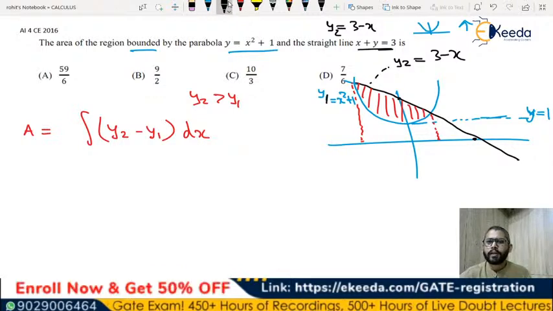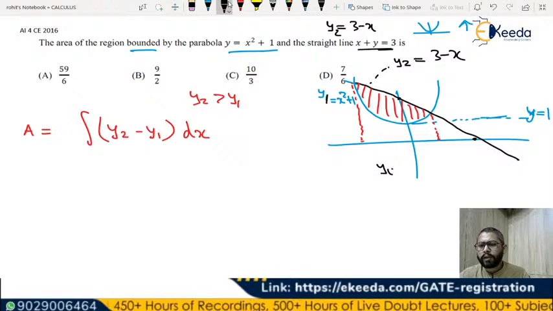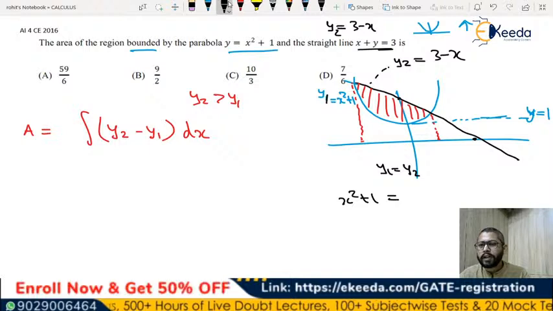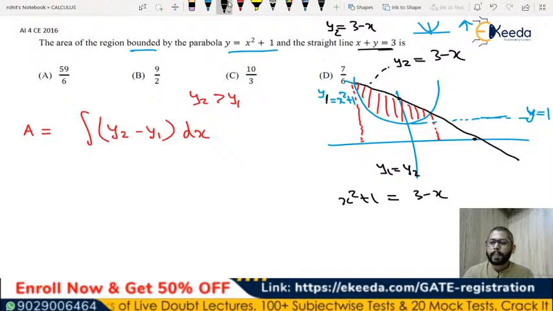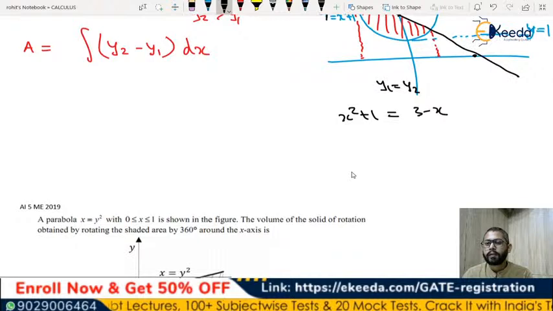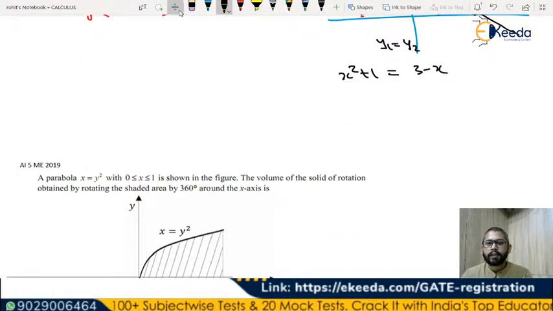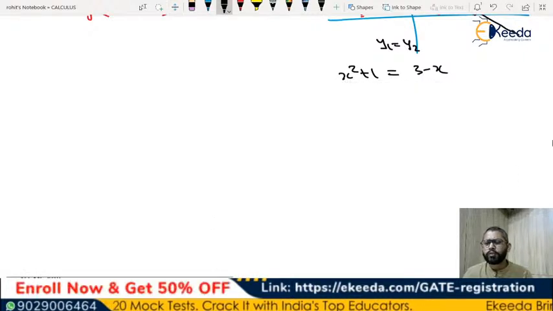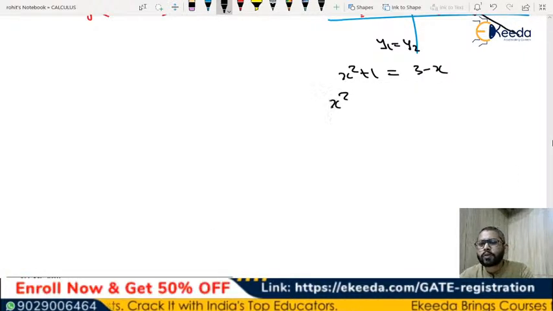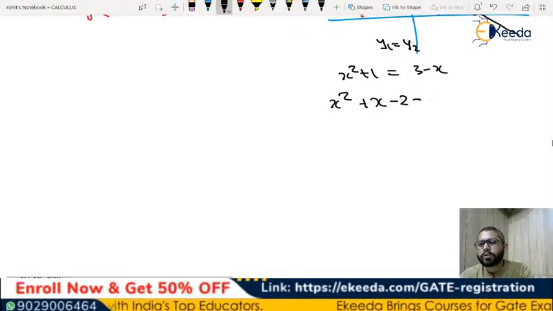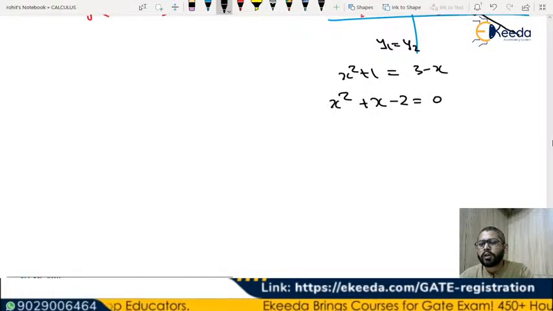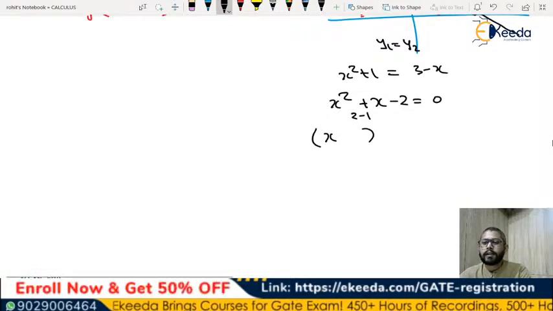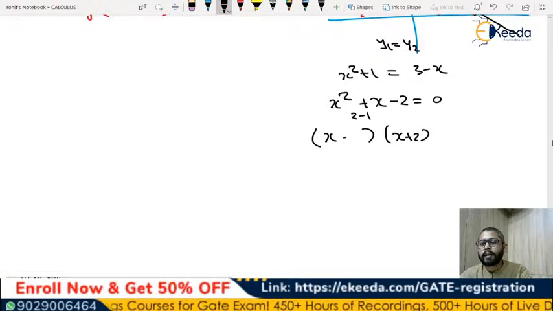So at these points y1 equals y2. What is y1? It is x square plus 1, and y2 is 3 minus x, right? Solve this and find the coordinates. We don't have to find y, we simply have to find x because we have to put it as the limit. So this is x square plus x minus 2 equal to 0. Minus 2 we can write as plus 2 minus 1, so (x plus 2)(x minus 1) equal to 0.